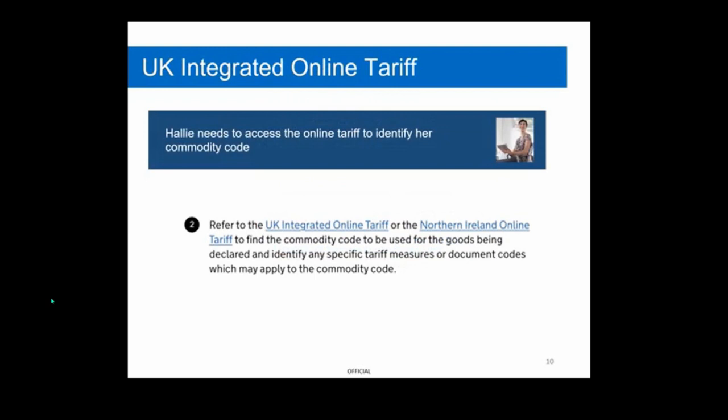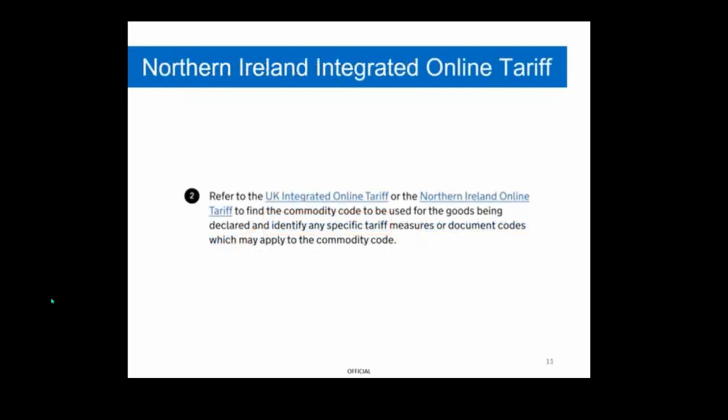Hallie needs to access the online trade tariff to identify her commodity code. As she is importing goods into Great Britain, she will use the UK Integrated Online Tariff section of this site, so she selects the appropriate link. If Hallie was importing goods into Northern Ireland, she would use the Northern Ireland Online Tariff section of this site.